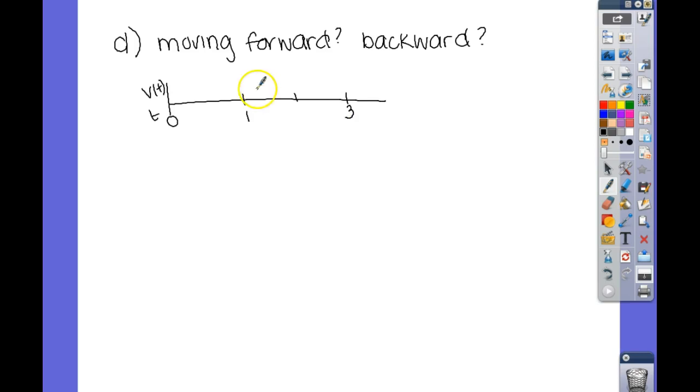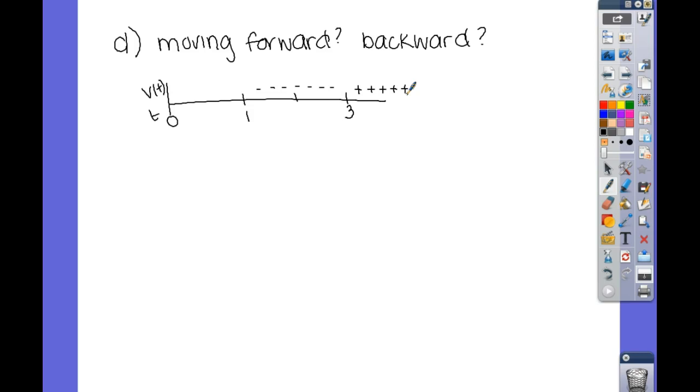So from 1 to 3, velocity is negative. It cannot change signs unless the particle goes to rest. So if I know at 2 it's negative, then it's negative from 1 to 3. Does that make sense? Cool. We know at 4, velocity is positive. So that tells me velocity is positive from 3 and up.